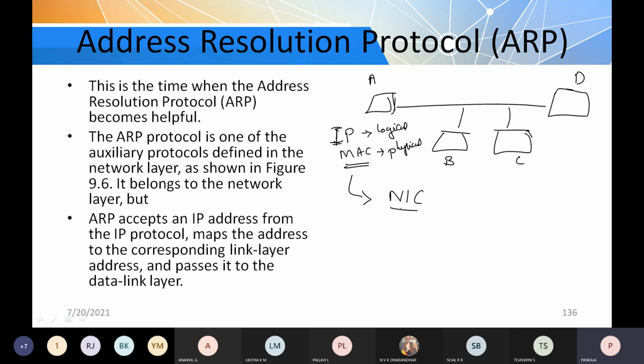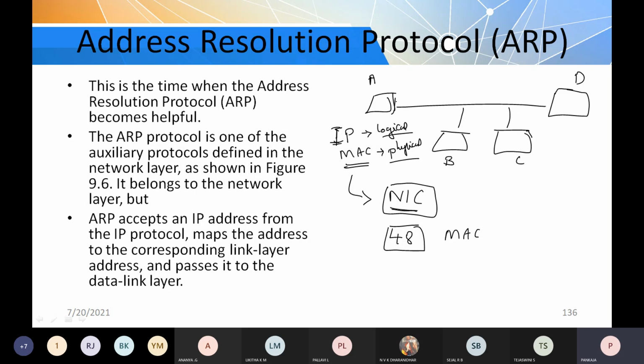So all your devices are installed with the NIC on this hardware. This is a hardware unit. To connect to the internet, it requires this NIC to be installed. Maybe I'll show you one image of how it looks. On this NIC, there is a 48-bit number assigned. That is going to be the MAC address, or we call it the physical address. Is it clear? So what is the meaning of logical and physical?